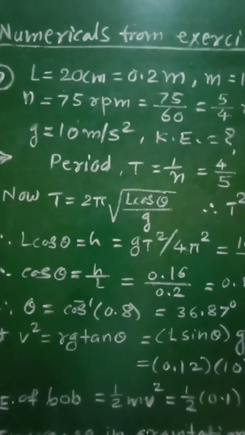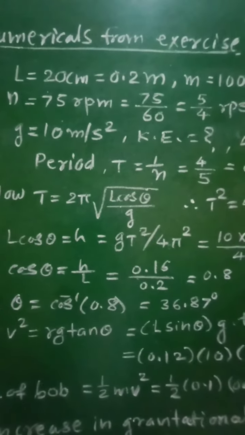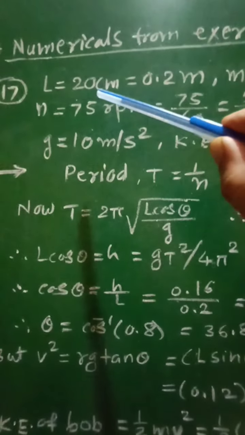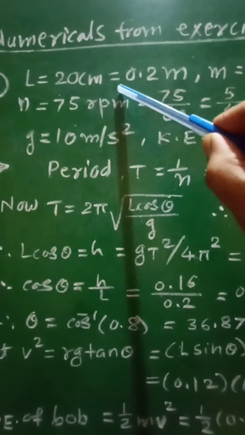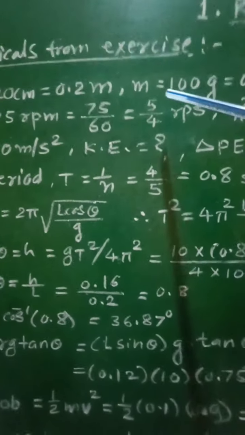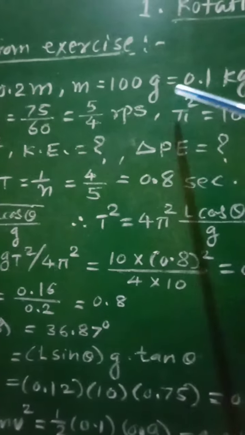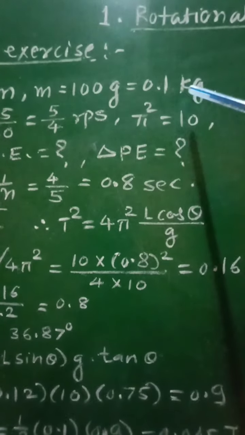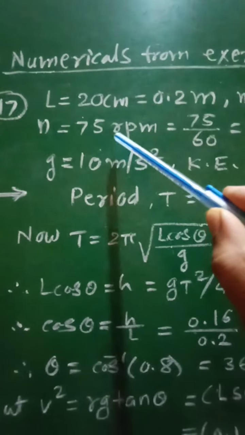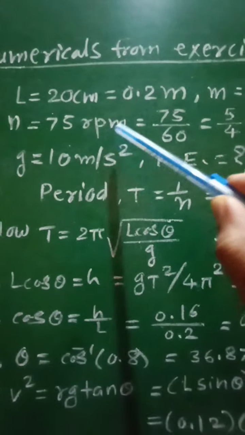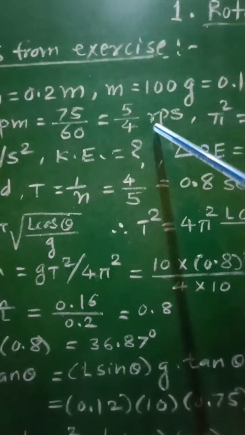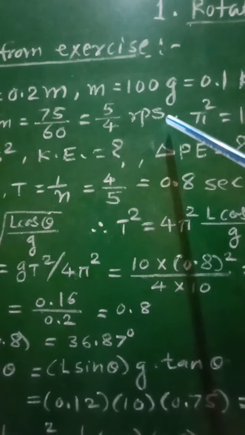use value of pi square equal to 10, and therefore from this numerical the given data is L equal to 20 centimeter equal to 0.2 meter, m equal to 100 gram, that will be equal to 0.1 kilogram. Then frequency n is equal to 75 rpm, that will be equal to 75 upon 60 equal to 5 by 4 rps, that is revolution per second.